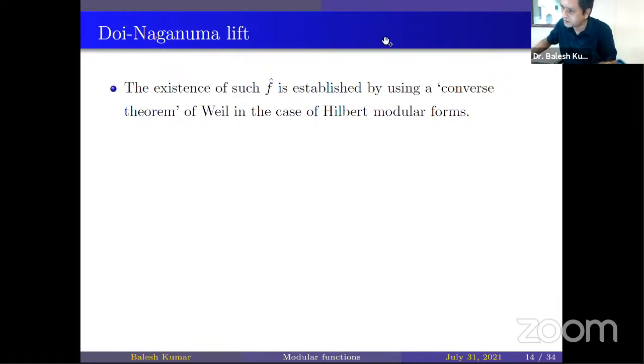Excuse me, there is one more question in the chat. Okay. It asks, f hat has weight (k,k). Yes, it is of parallel weight (k,k). Yes, if we start with a weight k elliptic modular form, or modular form for SL2(Z), then f hat will be of parallel weight (k,k). Okay, thank you very much.